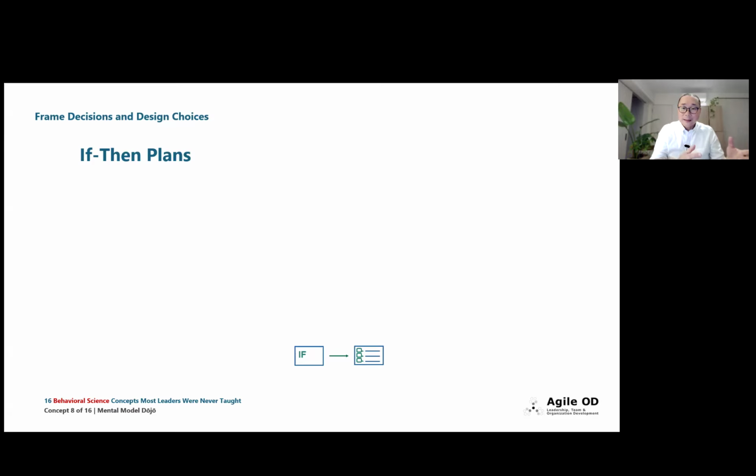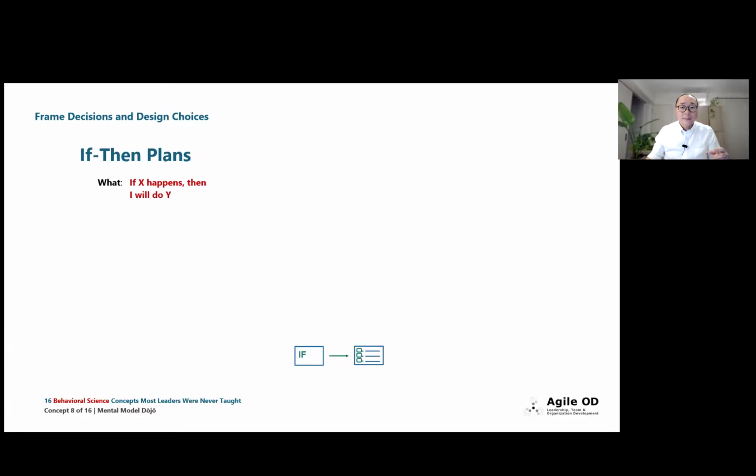The gap between deciding something and doing is where many good intentions quietly die. And an if-then plan is one of the most effective tools for closing it. The formula is super simple. If X happens, then I will do Y. An if-then plan is a ready-made action triggered by a recognizable cue.